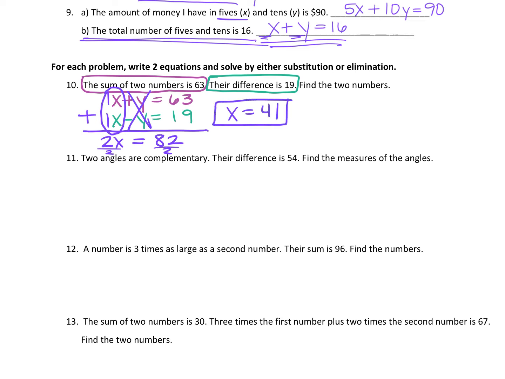Then what? Plug it back in. Where would you like to plug it in? The top one. So it'll be 41 plus y equals 63. So we're going to take away 41. And you get y equals 22. Okay, so it says find the two numbers. You don't need to write this as a point. X is 41, y is 22. They just tell you to find the two numbers. That's fine.